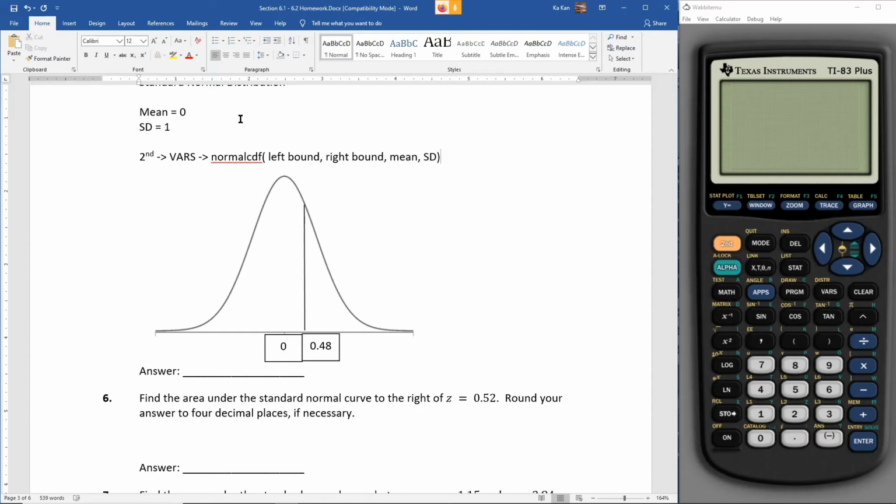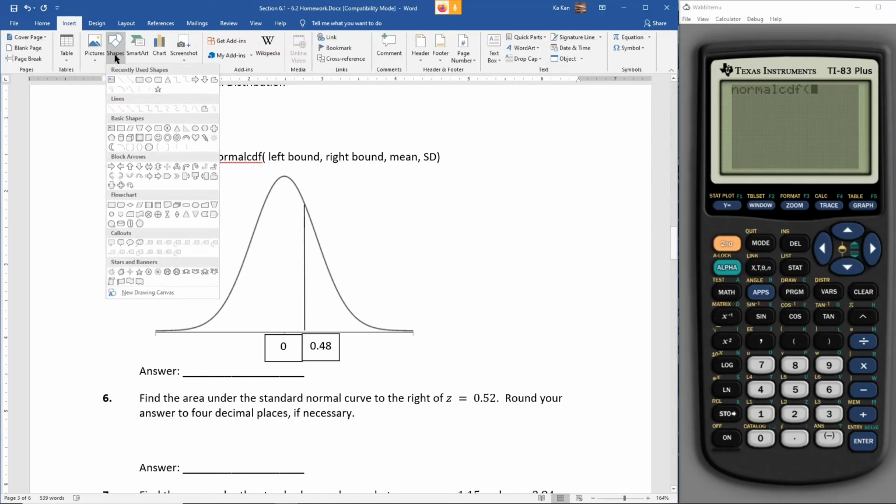So you're like, what are we talking about? Well, let's go ahead and go in here first. First I'm going to clear this. Second, distributions, normal CDF. Now, for those who have a fancy TI-84, you will already see the left, right, mean, and standard deviation displayed on the screen, so it makes it a little bit easier. But if you're using an 83 like me, I've got like a knockoff version over here. So what is the left bound to this area?